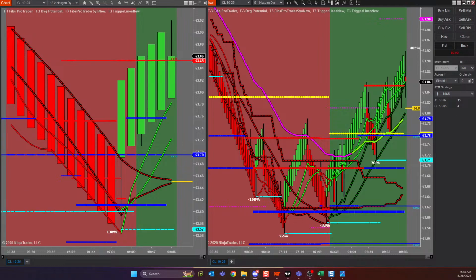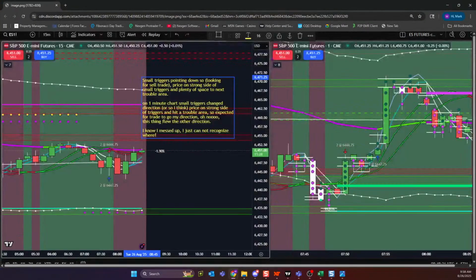Friends, we're going to get into the chart reads, what you guys have posted. So we'll go back and forth. Victor, getting us going here. Small triggers pointing down, so looking for a sell trade. Price is on the strong side of the small triggers. At 44, it absolutely is. You are below the VWAP, below trouble, and you have room to targets. So Victor, solid large chart read.